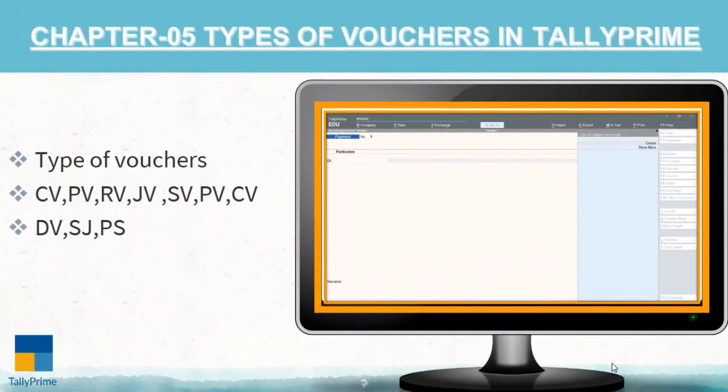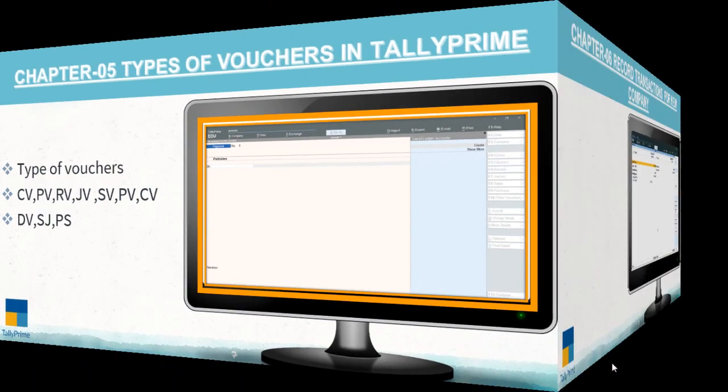The fifth chapter is types of vouchers in TallyPrime. Under this chapter, you will learn about the major types of vouchers used in TallyPrime, such as contra voucher, payment voucher, receipt voucher, journal voucher, sales voucher, purchase voucher, credit note voucher, debit note voucher, stock journal, and physical stock. Those are the major types of vouchers we will study in this chapter.